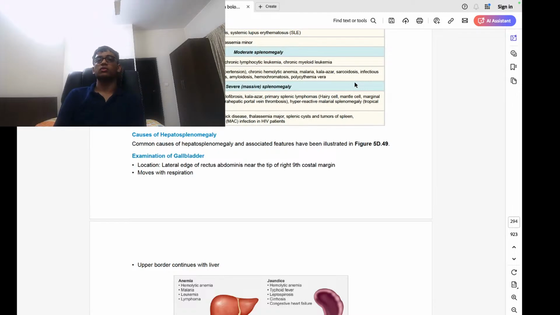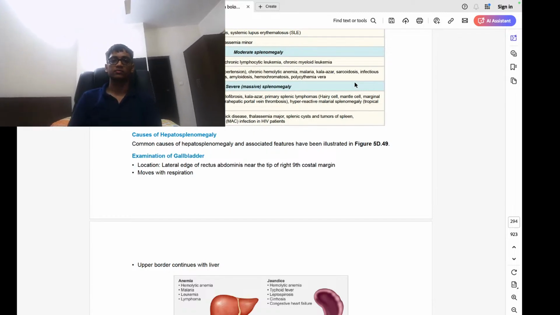Then you have massive splenomegaly, whose common causes are chronic myeloid leukemia, myelofibrosis, Kala-azar, primary splenic lymphomas, hairy cell, mantle cell, marginal B cell, portal hypertension, extrahepatic portal vein thrombosis, hyperreactive malarial splenomegaly, tropical splenomegaly.